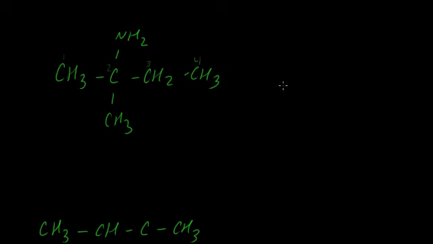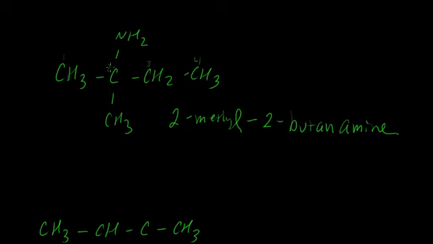Well, with amines, we know that they end in amine. We know we have but and single bonds, so butanamine. The amine is on the second carbon. And now we have this methyl group again, and it's on the second carbon. 2 methyl, methyl on 2, 2 butanamine, 4 carbons. The second one has the amine, and they're all single bonds. 2 methyl, 2 butanamine.